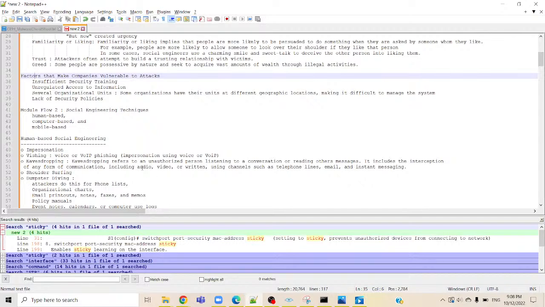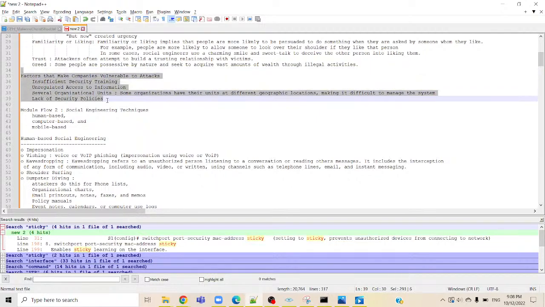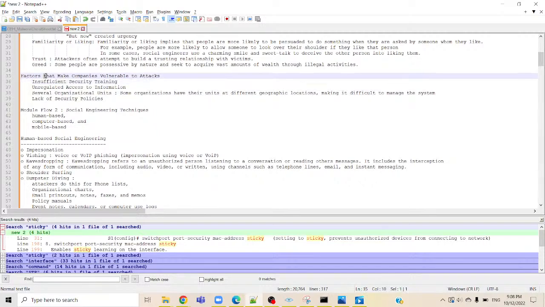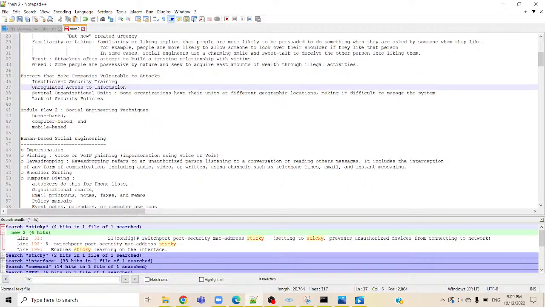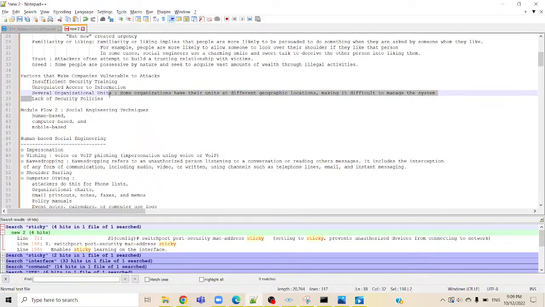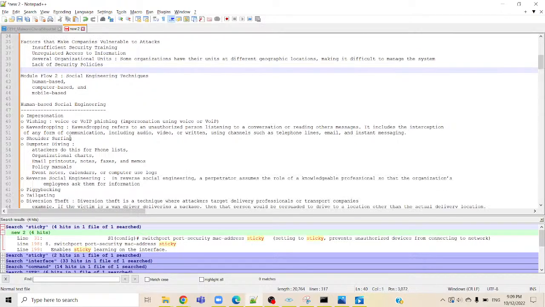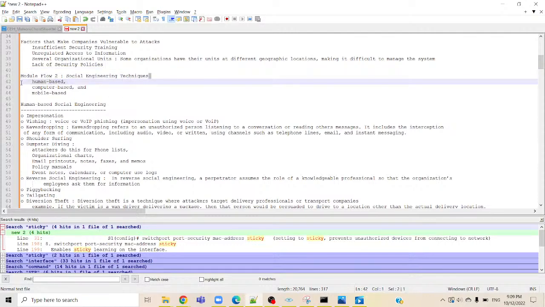Okay, in the first module, social engineering concepts, there is a very small topic which I missed. So let's see what it is. It is factors that make companies vulnerable to attacks: insufficient security training, unregulated access to information, several organizational units. Some organizations have their units at different geographical locations, making it difficult to manage the system. Lack of security policies. Okay, now let's go to module 2, social engineering techniques.